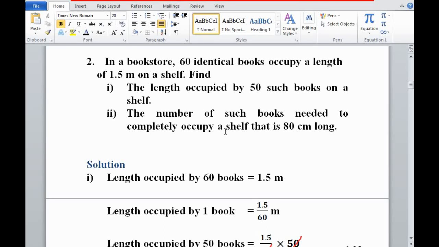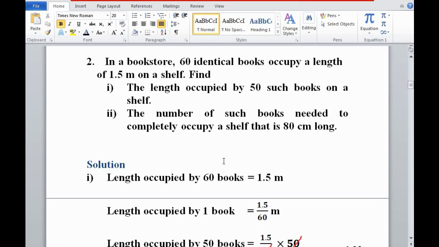New syllabus, Mathematics Book 2, Exercise 1A, Question number 2. In a bookstore, 60 identical books occupy a length of 1.5 meters on a shelf. Find the length occupied by 50 such books on a shelf. And in the second part, we will be finding the number of such books needed to completely occupy a shelf that is 80 centimeters long.